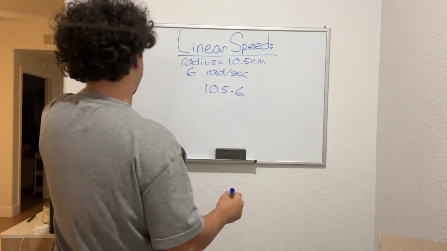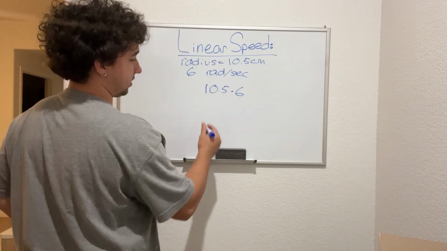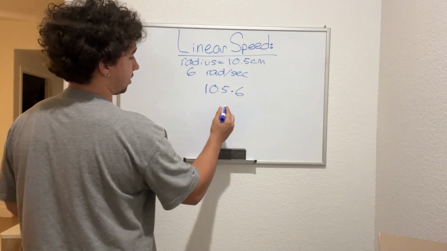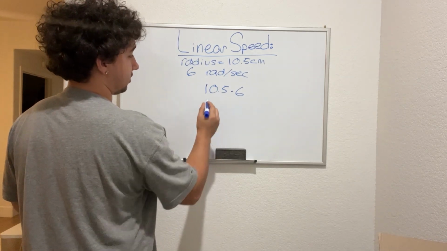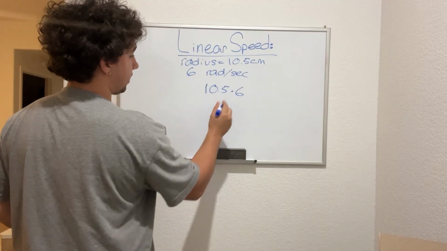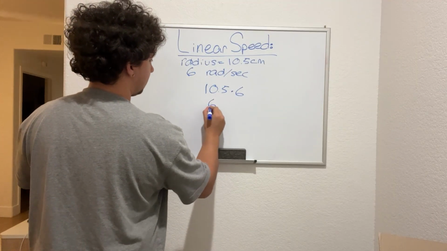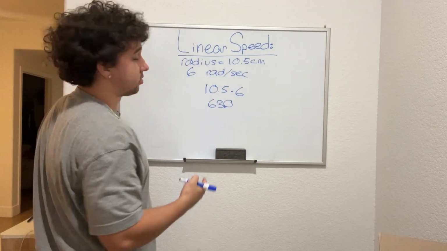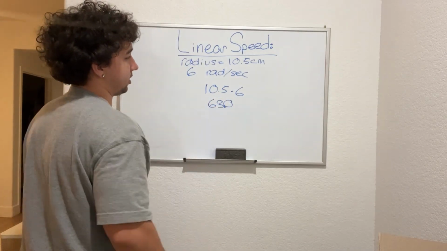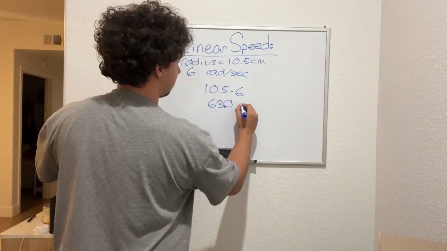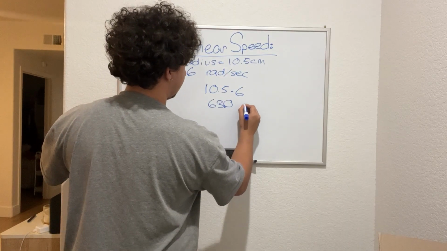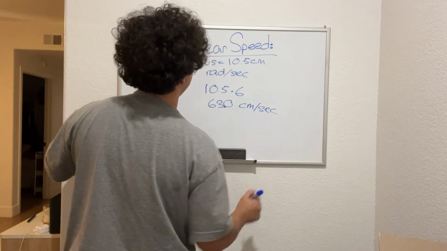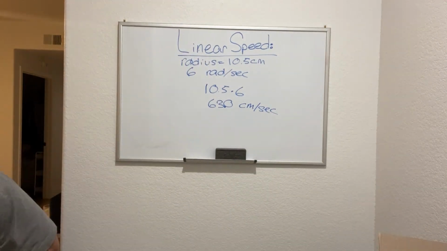Now we can do this in our head. 10.5 times 6 is the same thing as 105 times 6. 5 times 6 is 30, carry the 3. 6 times 0 is 0 plus 3 is 3. 1 times 6 is 6. So 6, 3, 0. One number behind the decimal in the question, so one number behind the decimal in the answer. So 63, in this case, centimeters per second. We're all done.